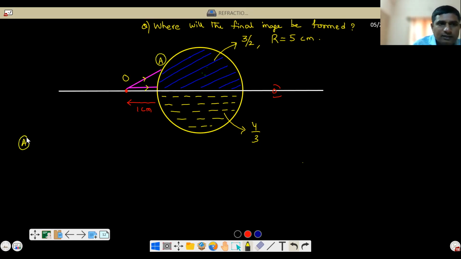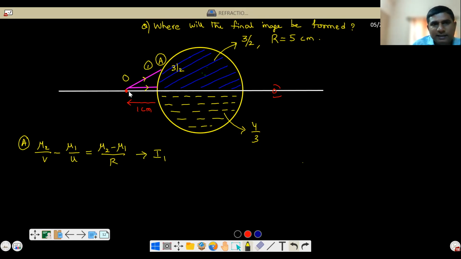So now at surface A, apply the formula mu2 by V minus mu1 by U is equal to mu2 minus mu1 by R. How will you apply? By taking mu1 as 1 and mu2 as 3 by 2. Then you will solve, and you will get one image. That's called I1.